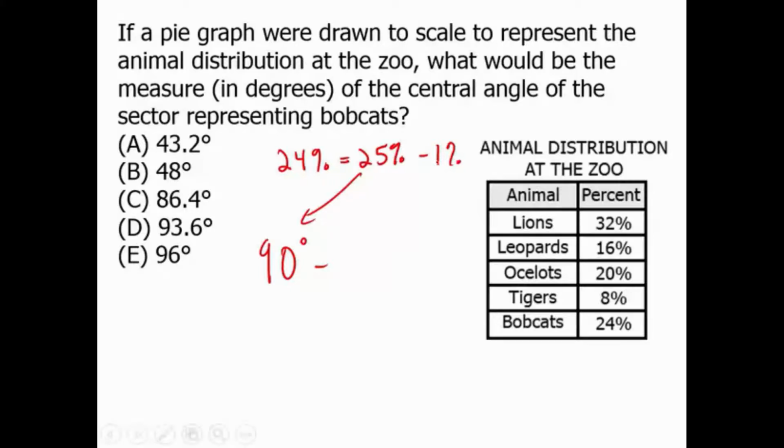Minus, well, what's 1% of a circle? 1% of a circle, well, that would be 360 divided by 100, or 3.6 degrees. Well, 90 degrees minus 3.6 degrees is 86.4 degrees. That's another way to get answer choice C.